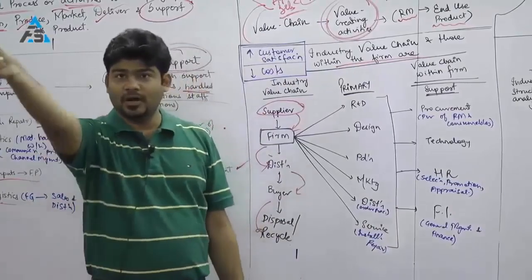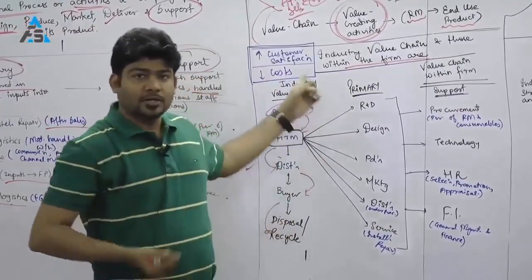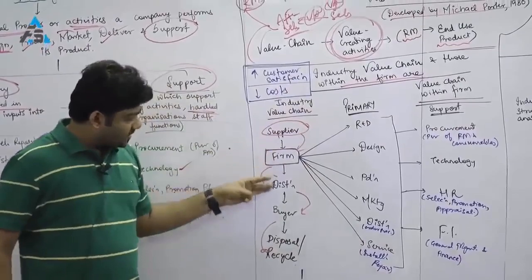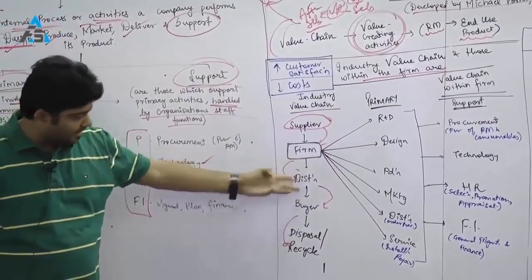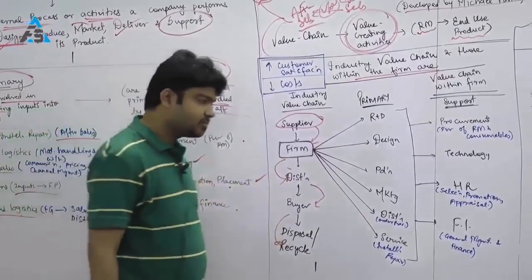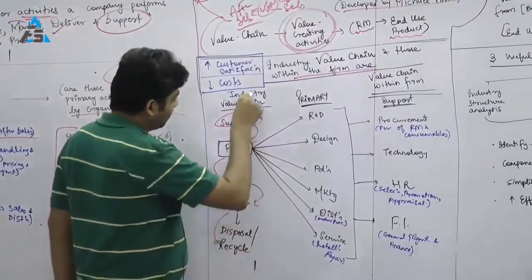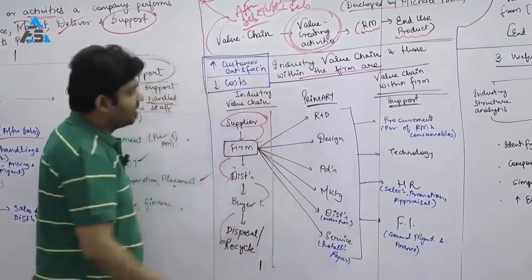Industry value chain में you are purchasing it from the supplier, you are the firm which is producing it, then you will give it to somebody who will do the distribution part, then the retailing and buyer part, finally the goods are disposed of and recycled. So that is how it works. So this is my industry value chain.